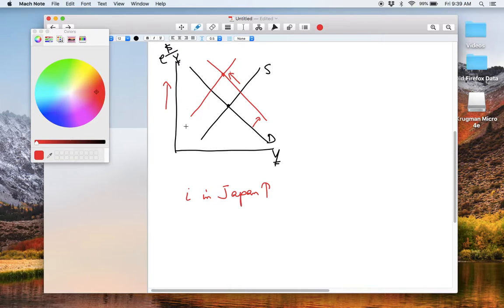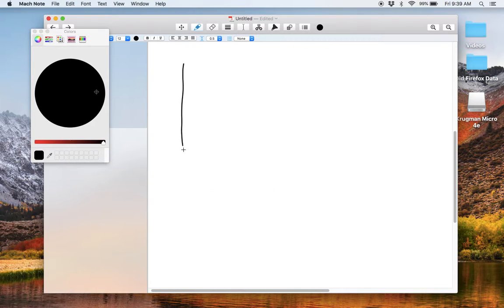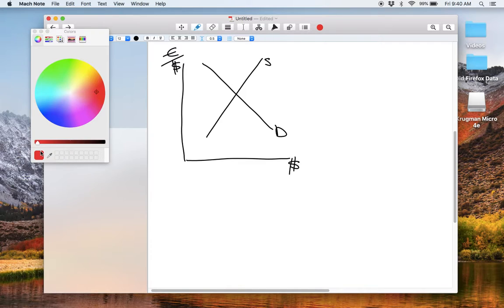Okay? So, in general, let's do this for, suppose we are in the US. So now over here we have dollars, and let's say we're talking about euros per dollar. Okay, it always has to be relative to some other currency. Okay, so if the country becomes more attractive to invest in, okay, then the supply is going to shrink.